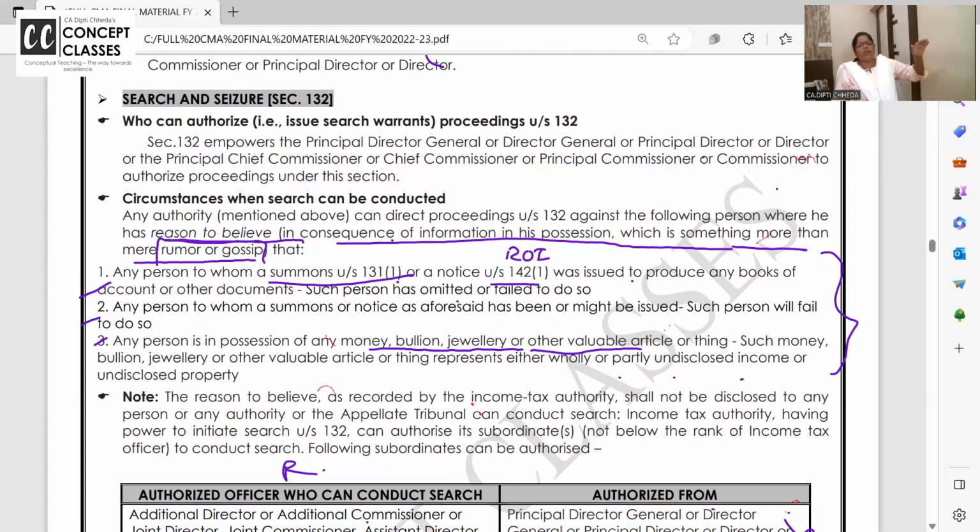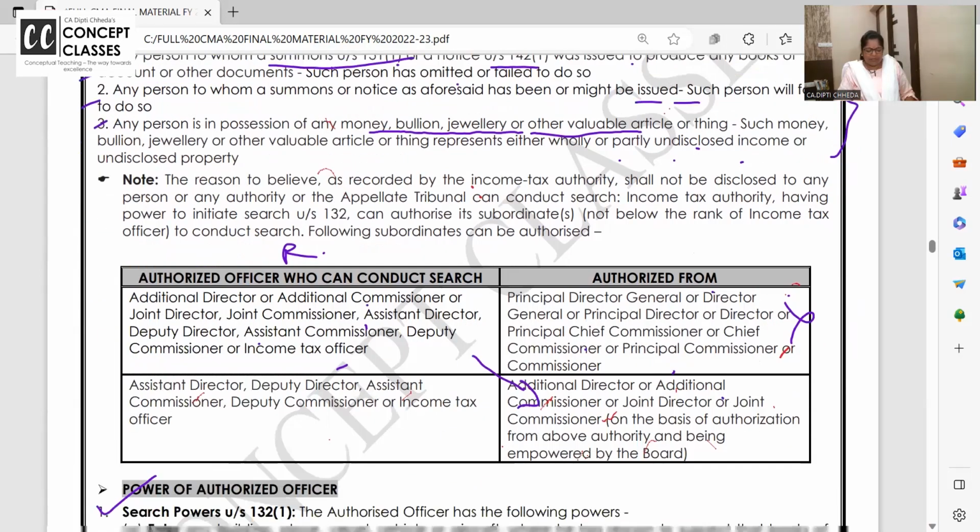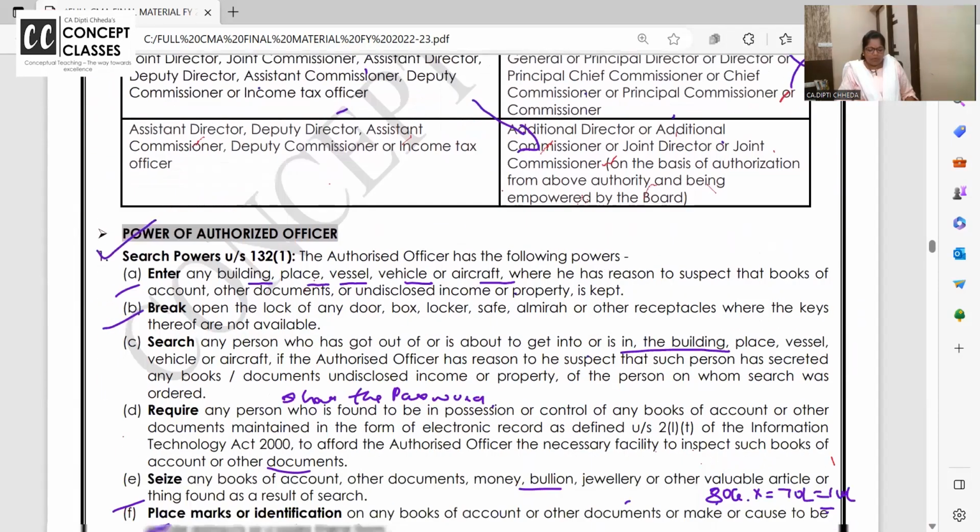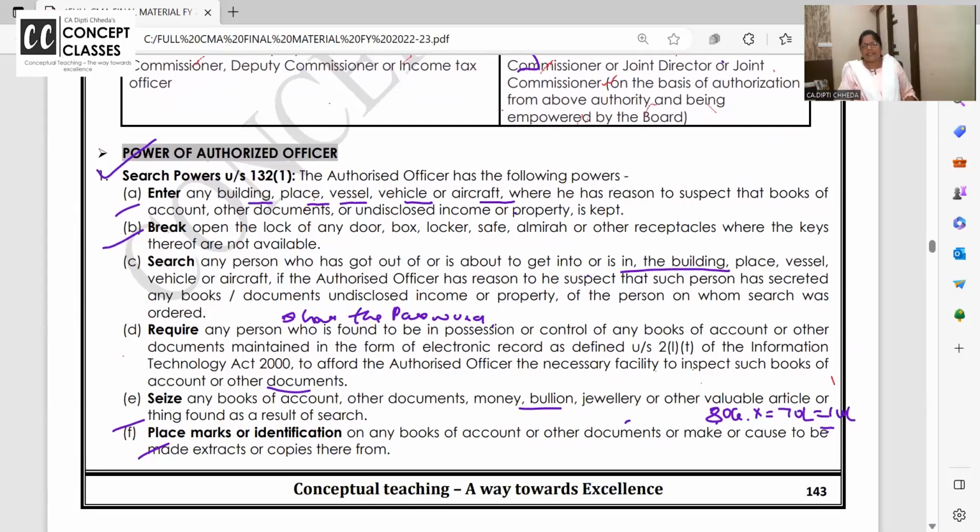Again, they can ask for audit of the books, they can get the valuation done, and they can ask for all the information. The same power they have here. So the 3 reasons for conducting the search: you have sent them summons and notices and they are not responding, or you know that sending summons might not help, or they have money, bullion, jewelry, and other valuable articles. Okay. So these are the cases.